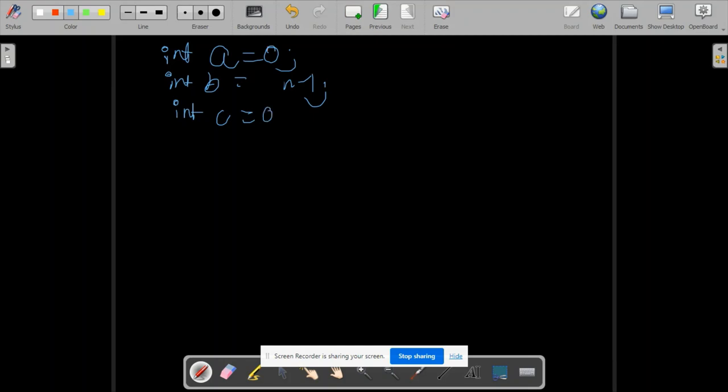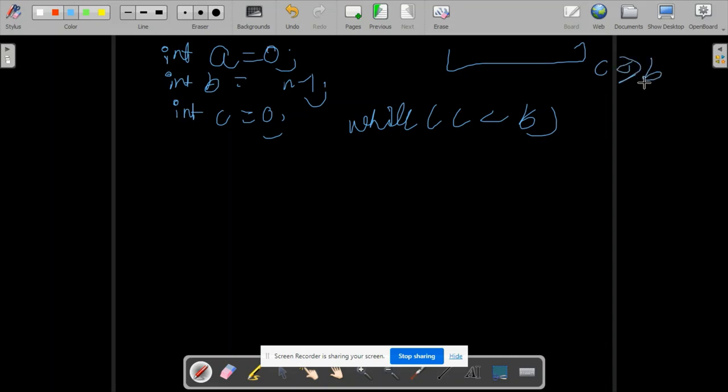C is kept at 0, while C less than B, why? Because C is traversing in the array, C is ahead, so we have a feeling that C will not overcross or override this B. That's why while C less than B, because in the two-pointer approach, you know that this is A, this is B. A is moving towards B, so we have written something like A less than B.